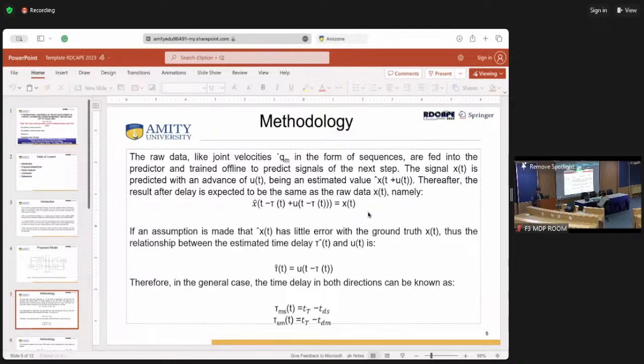If we assume a little error at the initial level, what is the relationship between the estimated time delay and the actual time delay? We have also considered the torque value. Therefore, in the general case, the time delay in both directions is known as master to slave and slave to master. So these are the time domains we have to consider.